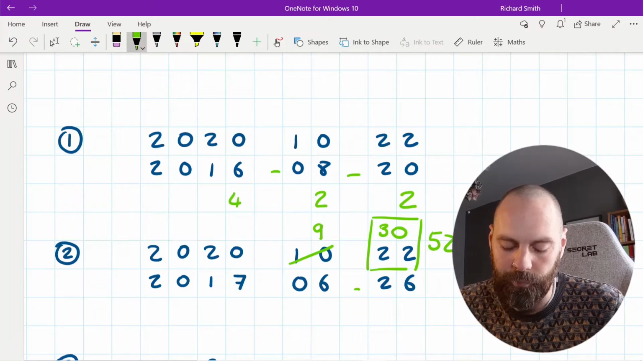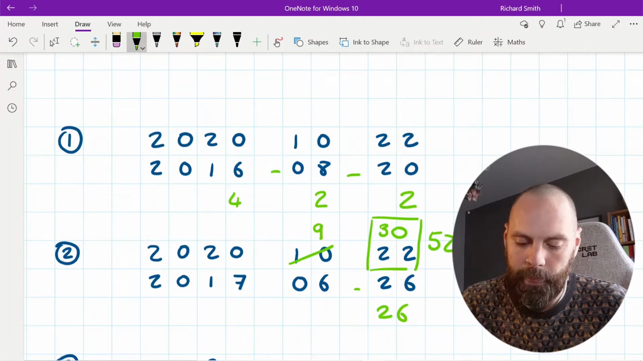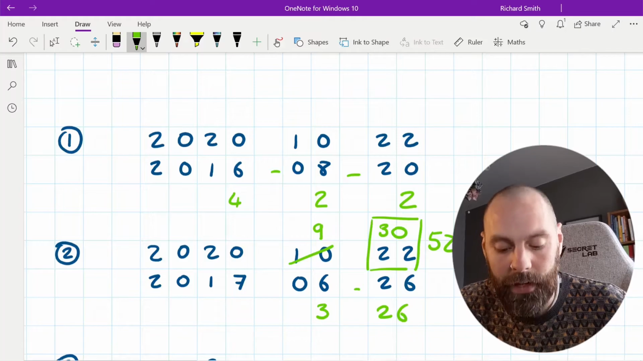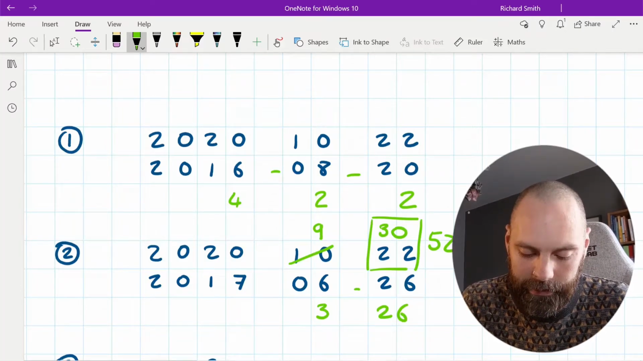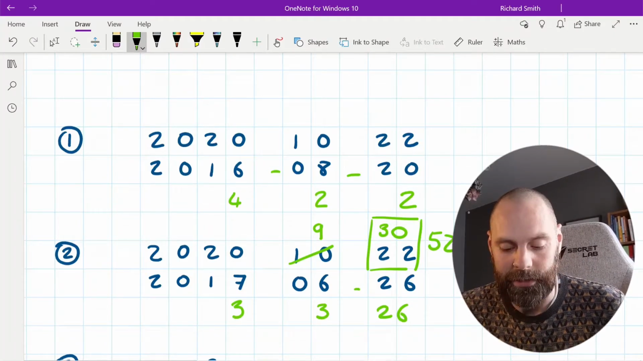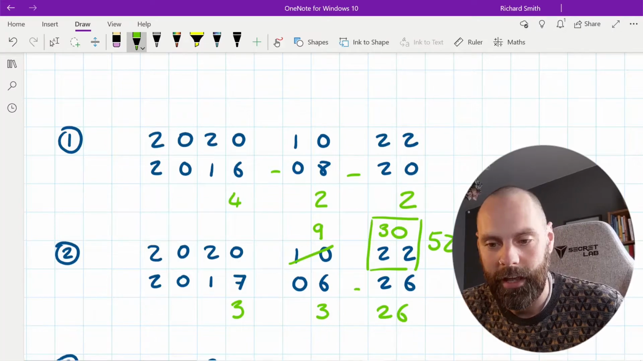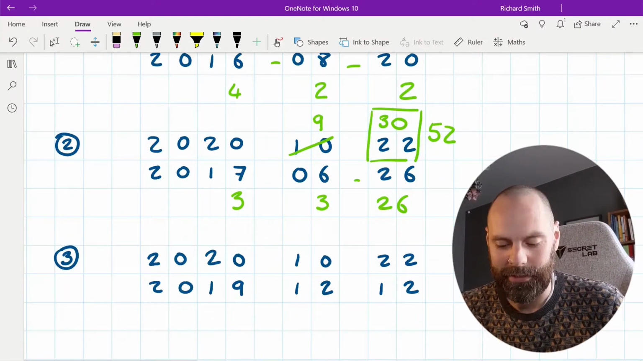Okay, now it's a case of some column subtraction again. So 52 minus 26 leaves us with 26 days. 9 months minus 6 months is 3 months. And then 2020, take away 2017, leaves us with 3. So this child's chronological age is 3 years, 3 months and 26 days. All right, so let's look at our third example.